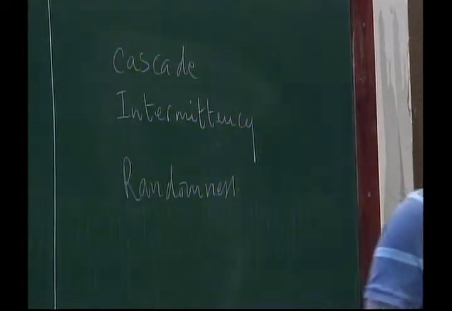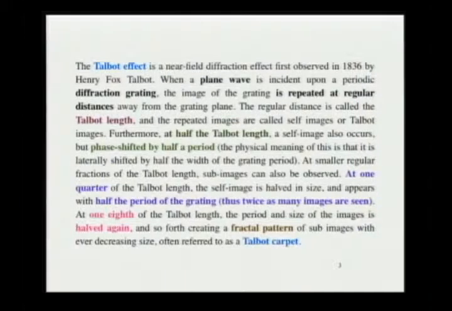All right, so let's start. So what is the Talbot effect? If you go to Wikipedia, this is what you can find, and I will read with you. The Talbot effect is a near-field diffraction effect, first observed in 1836 by Henry Fox Talbot, and it goes more or less as follows. When a plane wave is incident upon a periodic diffraction grating, the image of the grating is repeated at regular distances away from the grating plane. The regular distance is called the Talbot length, and the repeated images are called self-images or Talbot images.